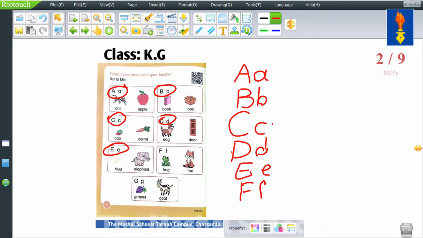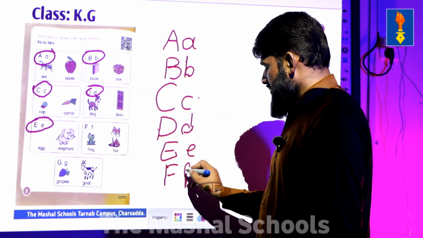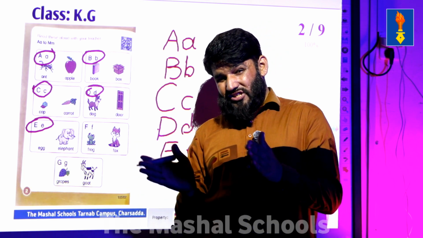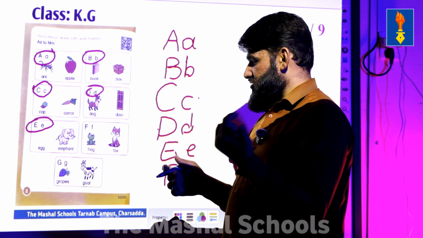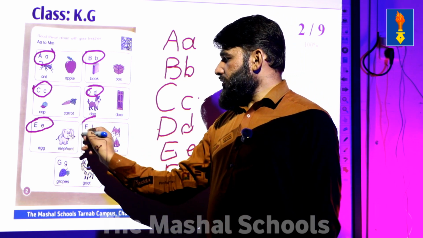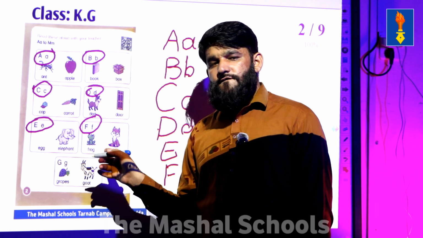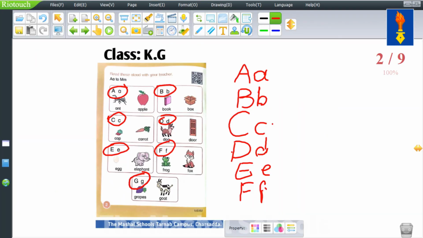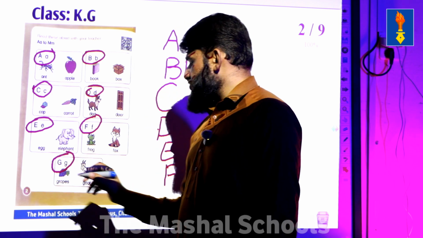Okay, now let's talk about the letter F. F in capital is like this. In small, we do it like this. In capital, it is a bit easy, and in small letters, it is round in shape. Talking about F, what starts with letter F? Frog, fox.